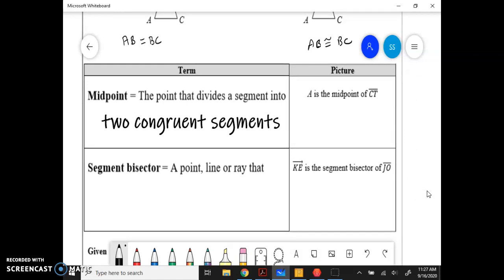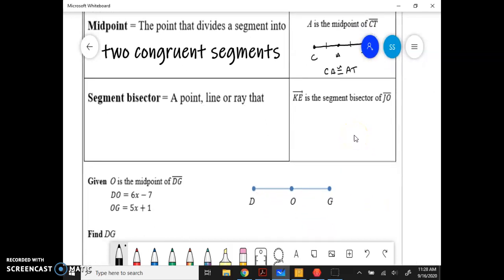A is the midpoint of segment CT. Okay, so I'm going to first draw this segment CT, and A is the midpoint. Okay, so A is perfectly right in the middle there. And so the important part to recognize is that CA and AT, we don't know the exact distance, but we know that they're exactly the same. Okay, so what we can say here is that CA is congruent to AT.